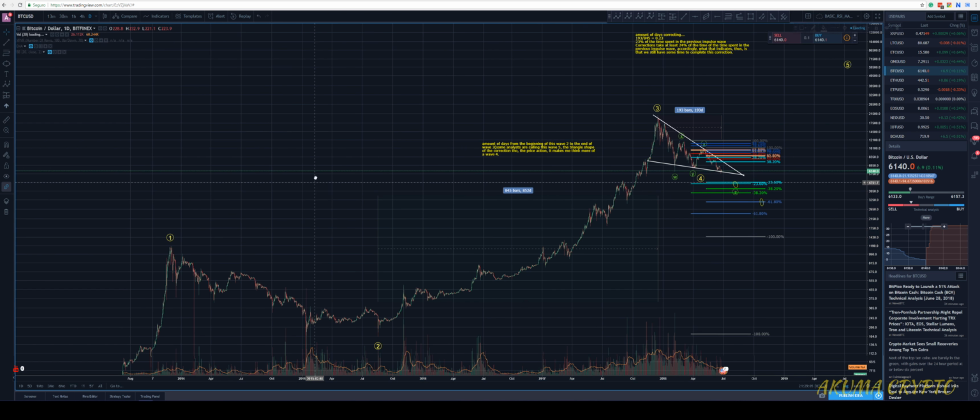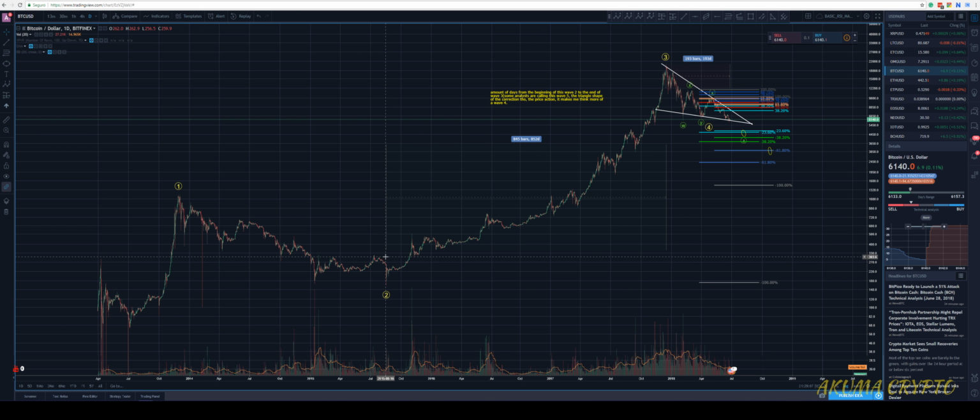Let's consider that this is the wave two. This is our wave one. One, two, three, four, five. I won't dive into those subdivisions inside each of those waves. I would like to just pass through it and focus on different things.